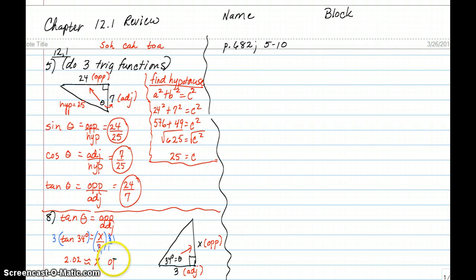That's the opposite side. Okay, now you don't need to redo these problems. 5 and 8 are done. You're doing the range of problems from 5 to 10, so 5 and 8 are done. You only have 4 remaining to do.